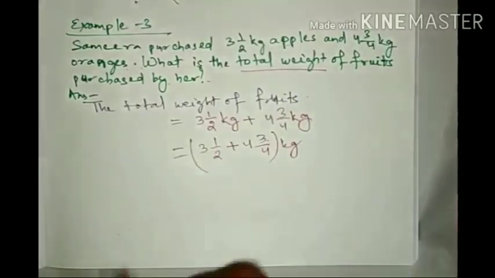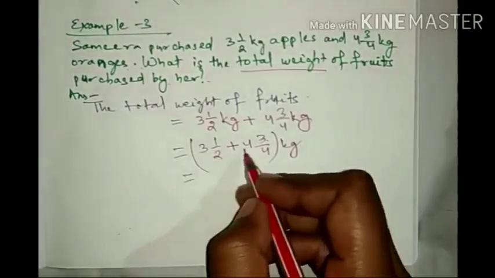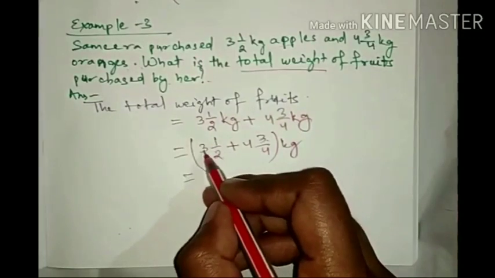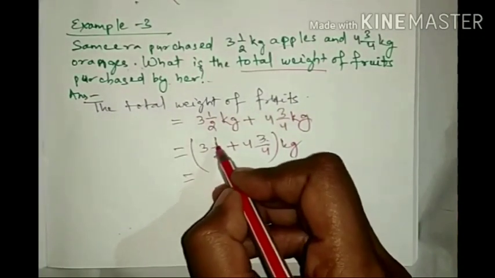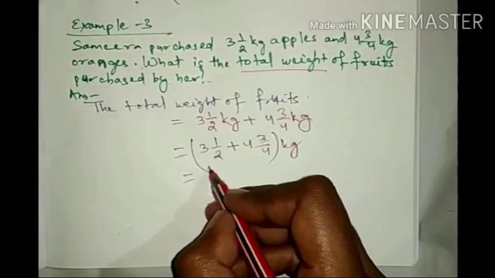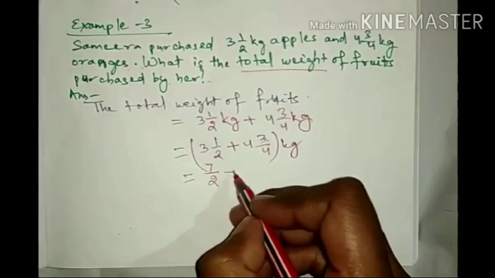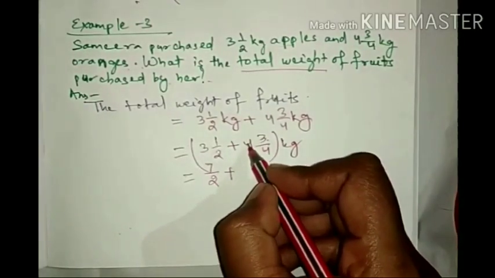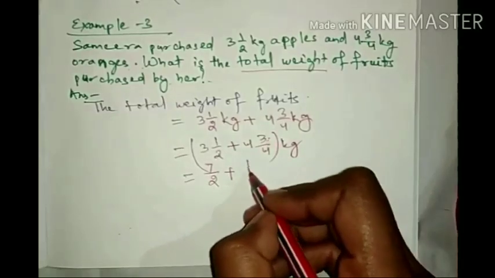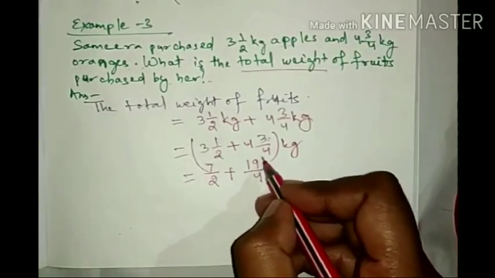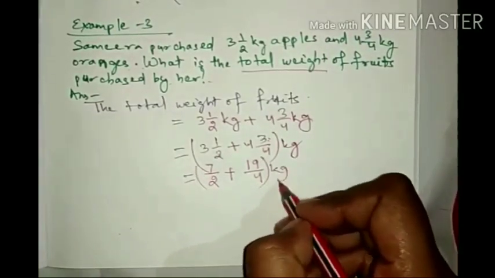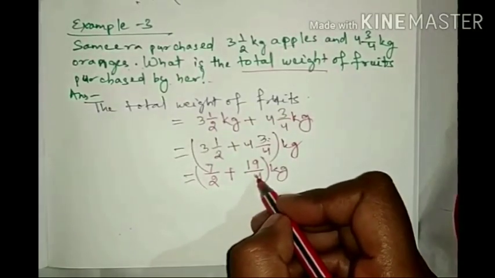Now these two are in mixed fraction. We have to convert it into improper fraction. So 2 threes are 6 plus 1 is 7, so 7/2. Then 4 fours are 16, plus 3 is 19, so 19/4 kg.